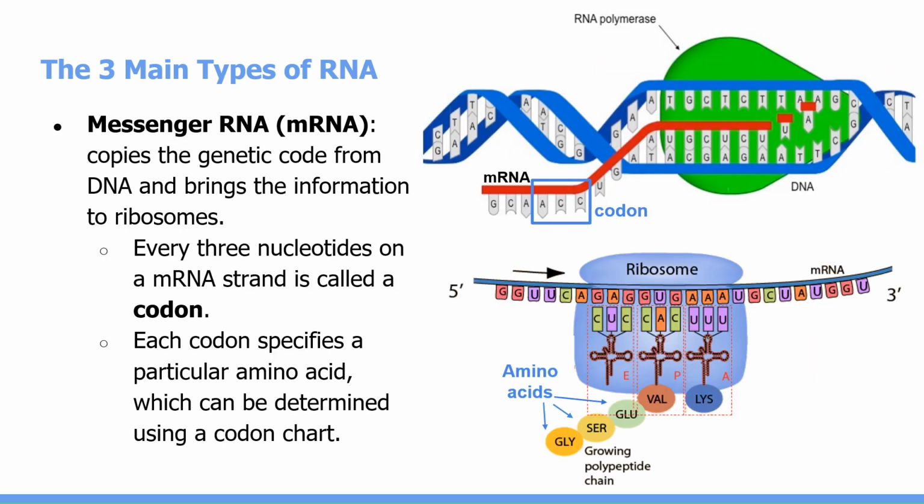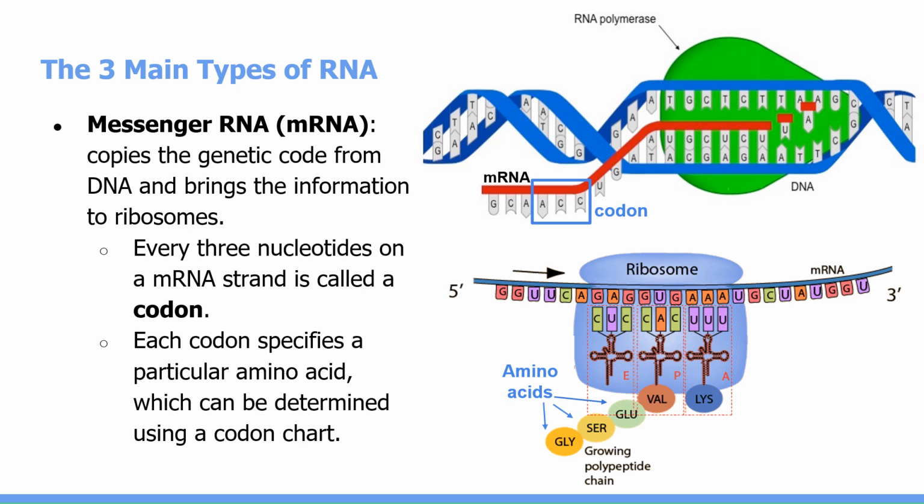mRNA copies the genetic code from DNA and brings that information to ribosomes. The DNA is too big to leave the nucleus, and it has a lot of information, so not all of the DNA needs to be translated. So mRNA is there to carry a specific portion for the specific protein that's needed to be made, and it brings it to the ribosome.